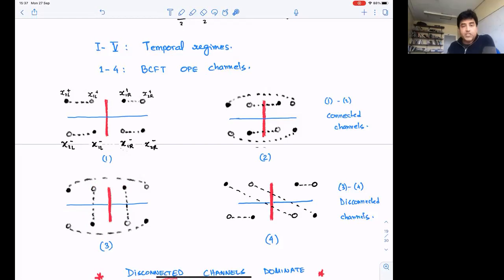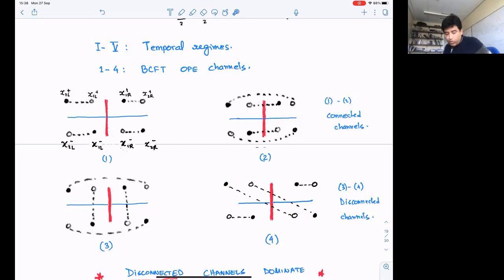This is a disconnected channel. What I mean by that is that in the correlator, the 8-point correlator involving these twist operators and their anti-twist cousins, there is a partial factorization of the correlator. And so this is a partially disconnected channel three. And here's channel four, which is another disconnected channel. But here there is not only a connection between left and right, but a connection simultaneously between BCFT points on the left and the image points on the right.